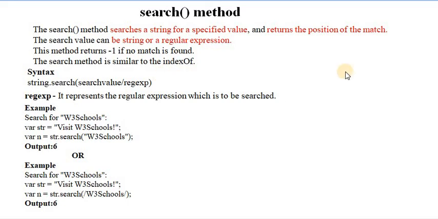The search method is similar to the indexOf method, but we cannot add a second argument in the search method. And the search value can be a string or a regular expression. Here one change is there in the search method. It accepts a string or a regular expression also. And this method returns -1 if no match is found. Like lastIndexOf or indexOf, it returns -1 if it is not found.